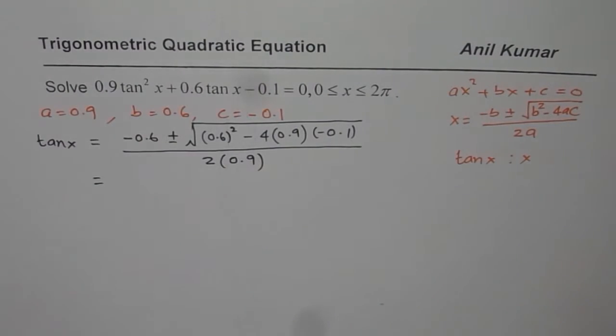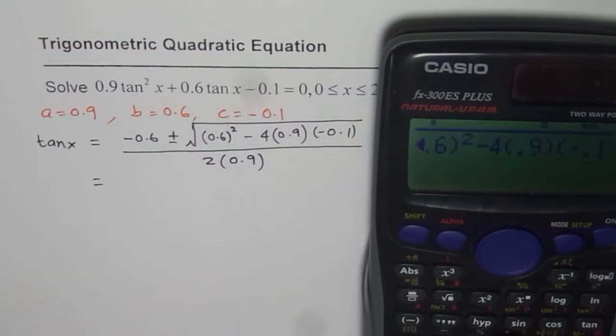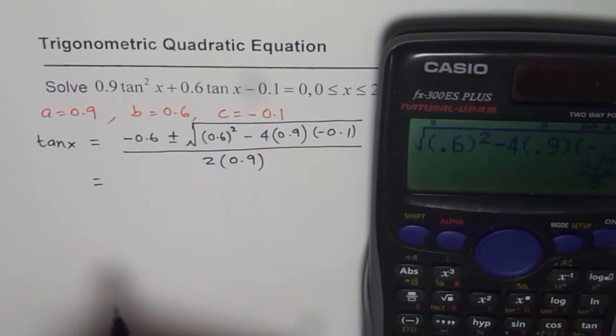Let's find this value using the calculator. So first let's solve the radical part of it, which is the square root, and within the square root we have 0.6 square and then we have minus 4 times 0.9 times minus 0.1, right? So that gives us a value which is equals to 3 square root 2 over 5. Anyway, let's convert it to decimals, or well, we are using calculators, so there is no problem.